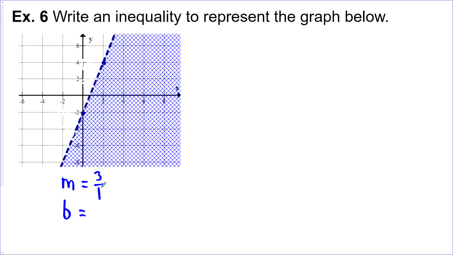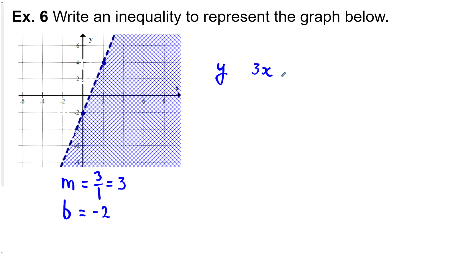And we'd never leave it like that. It's unnecessary to write the divided by 1. Makes it messy. So we don't like to see that. So we'll just write 3 as a slope. And the y-intercept is negative 2. Now we have everything we need to make an equation or an inequality. So we've got y is, before we'd have equals mx plus b. I'm just going to leave this blank for a minute.